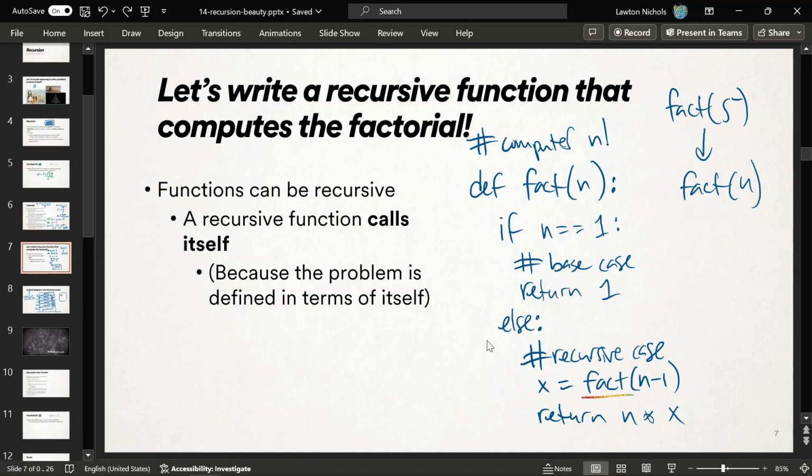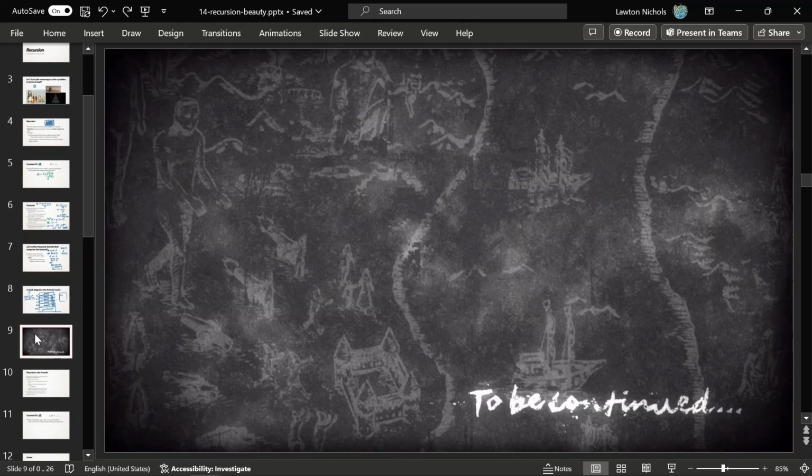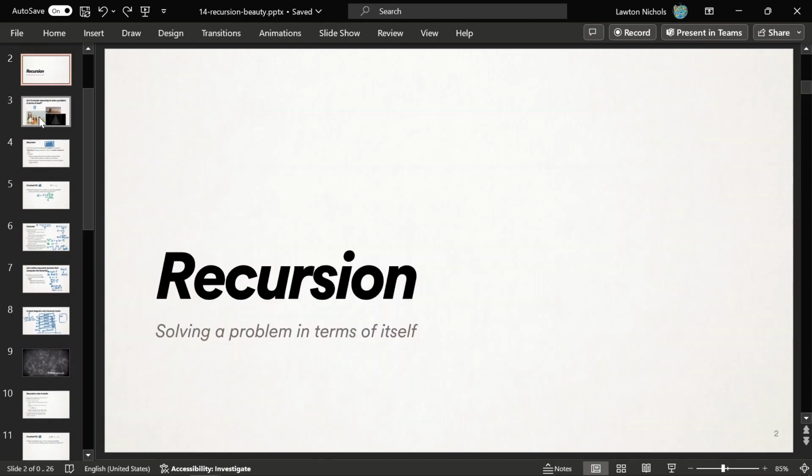So yeah, I think that's what I wanted to say about that. And that's where I wanted to stop on recursion. Any questions about that?